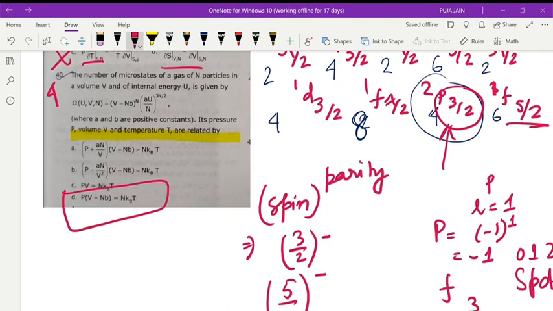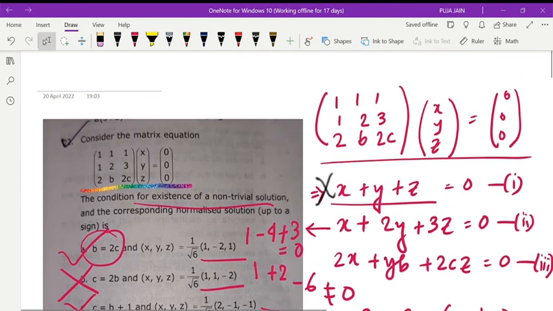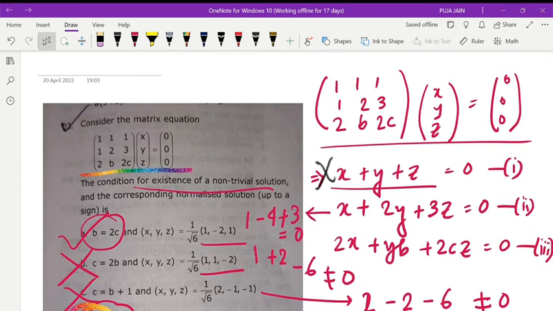Okay. So I hope you understood. You learned a lot of things today, and you understood how to approach a question, how to solve a question, which formula to be used.